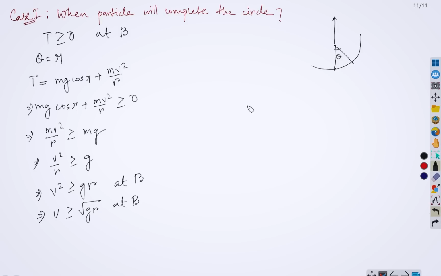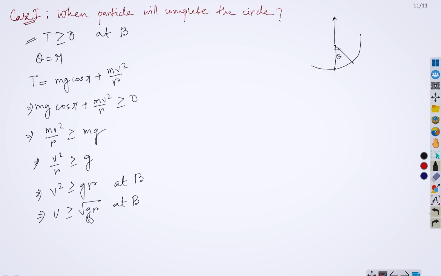So at the highest point the velocity should be greater than or equal to this. I mean, this should be the minimum. v cannot be less than this quantity. If v is less than this quantity, then this condition will not hold, right? So at the highest position, the velocity of the particle should be at least this much. Only then will the particle be able to complete the whole circle. Yes?